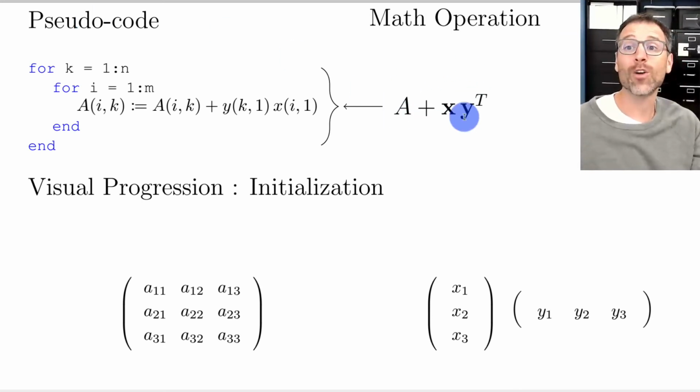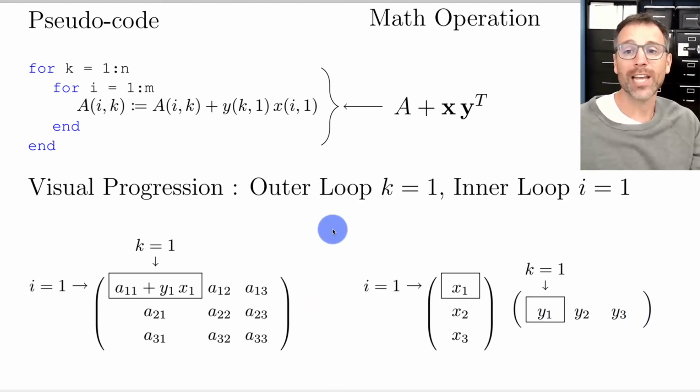Here again, we're doing a rank 1 update operation, which is A plus x times y transpose. We're doing this using a doubly nested loop where the new value in row i, column k of A is the old value in that position plus y_k times x_i. When we initialize this algorithm, we store A in memory, then we store x and y in memory. Let's drop into the for loops. We'll do the outer loop first.